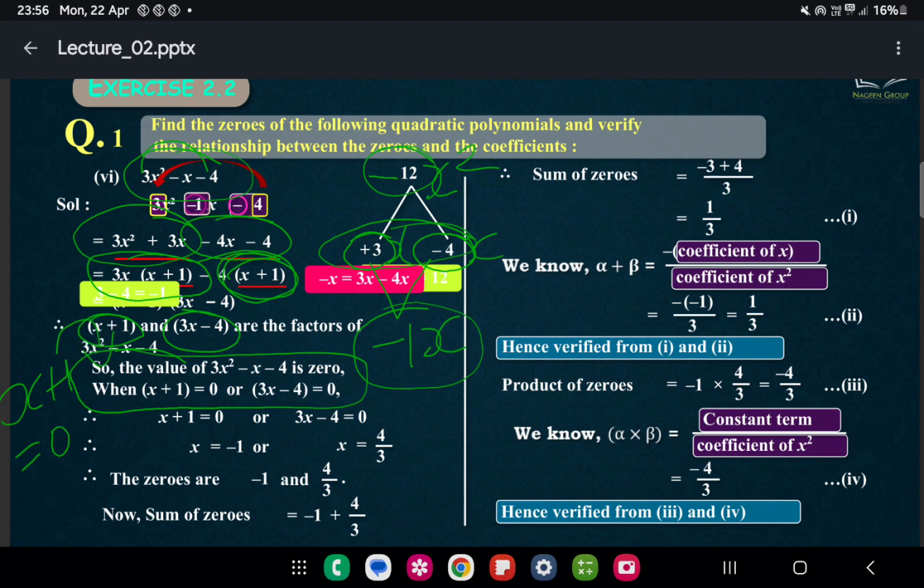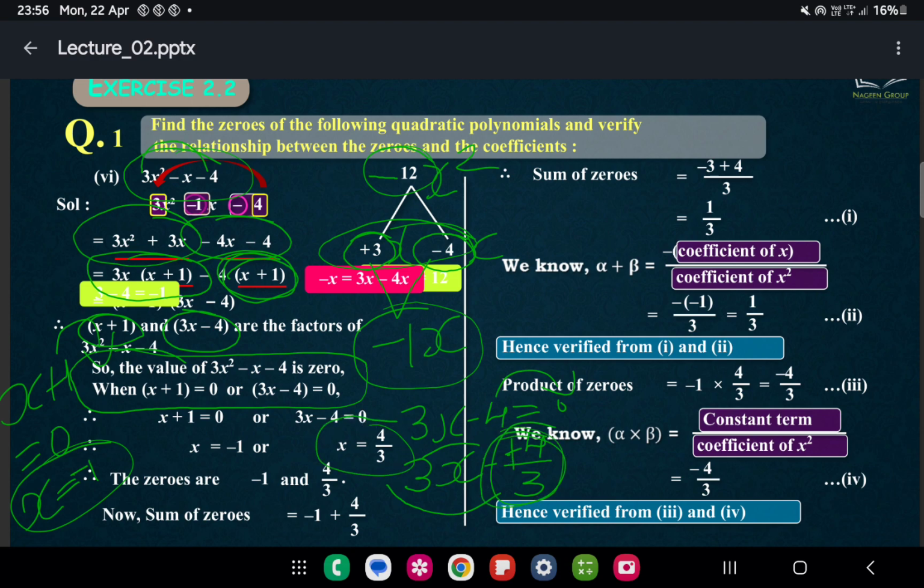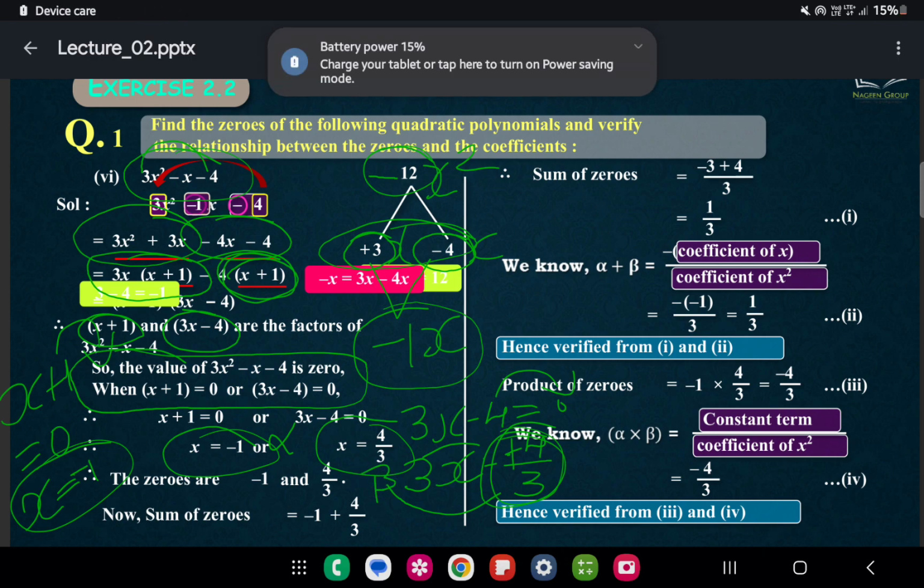Shift the 1 to the right hand side, x is equal to minus 1. Then another term is 3x minus 4, that is equal to 0. Shift the minus 4 to this side, so 3x is equal to 4. Shift the 3 to the right hand side, you will get 4 by 3. So x is equal to minus 1, and another is x is equal to 4 by 3. This is alpha, this is beta. So the zeros are minus 1 and 4 by 3.